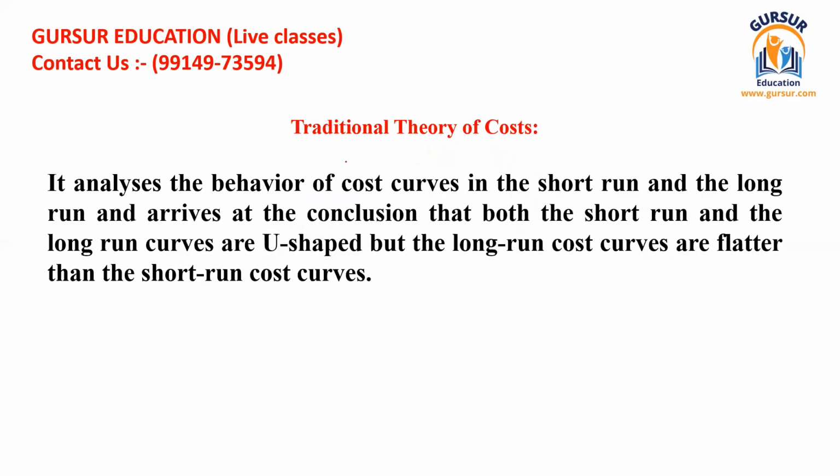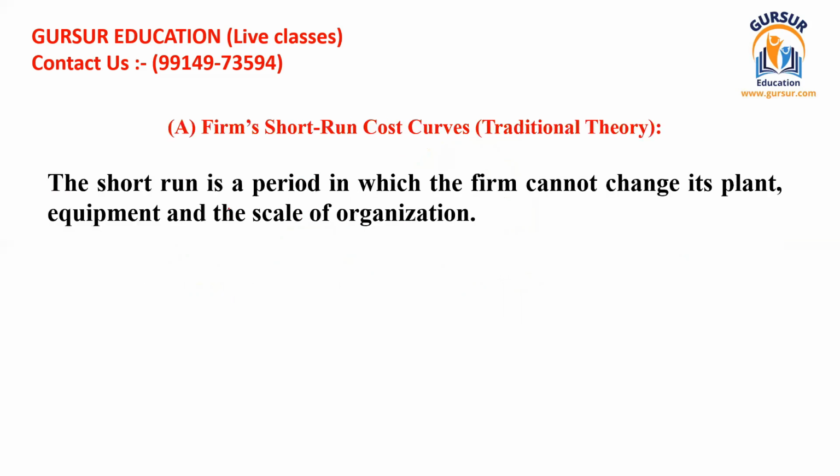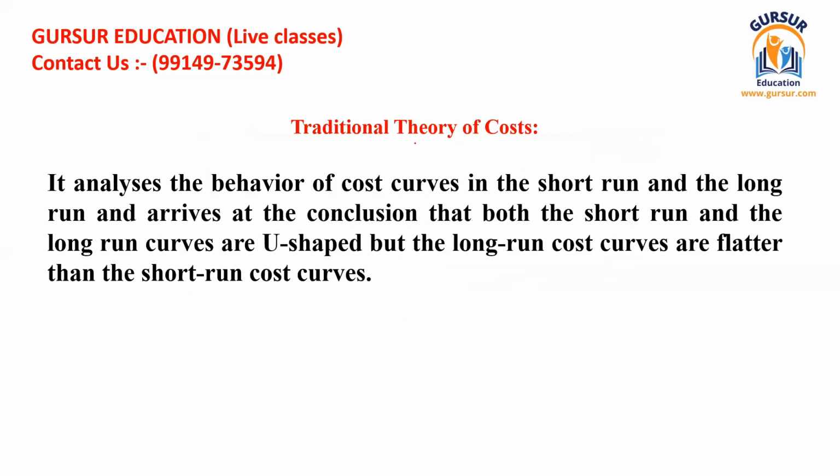So talking about the short run system, the short run is a period in which the firm cannot change its plant, equipment and scale of organization. First of all, I have to tell you, in the short run, only a few inputs are variable in nature and others are fixed. You are not in a position to change your fixed inputs. When we talk about the traditional theory of cost, it analyzes the behavior of cost curves in the short run and long run and arrives at the conclusion that both the curves are U-shaped.